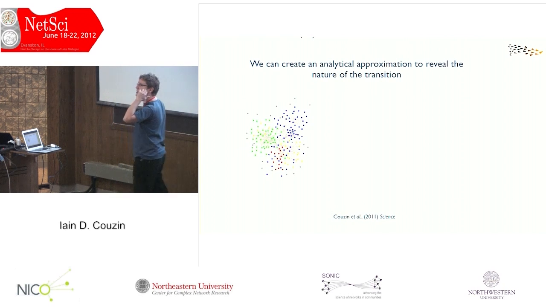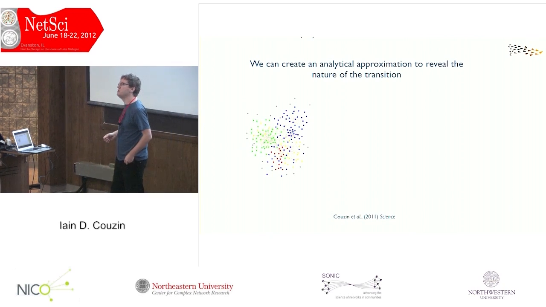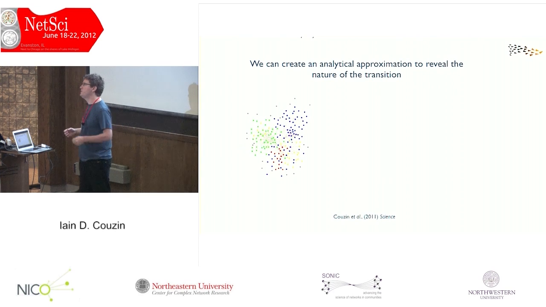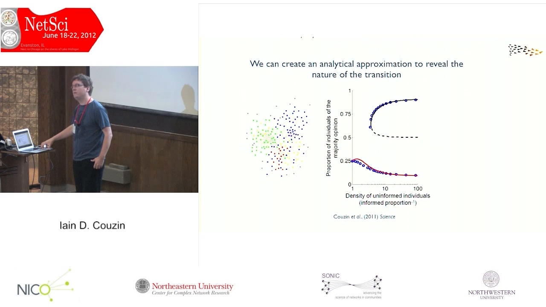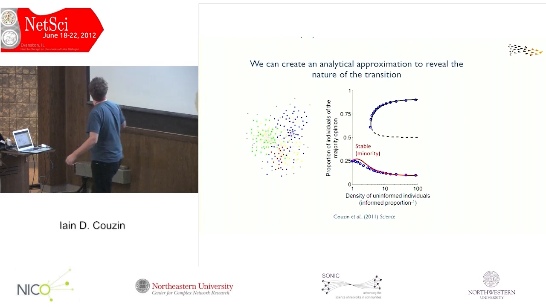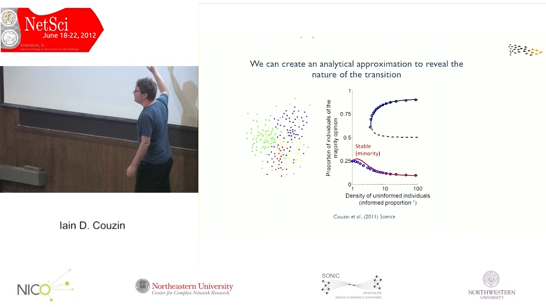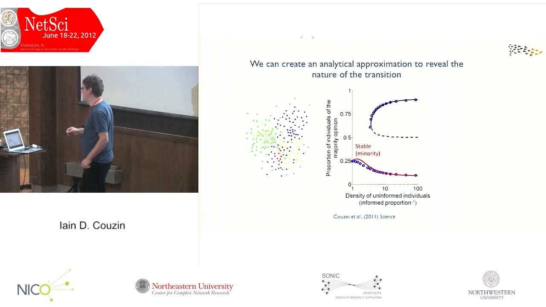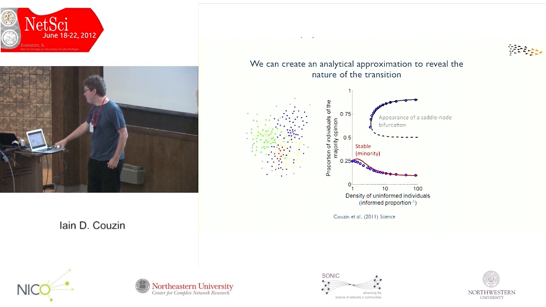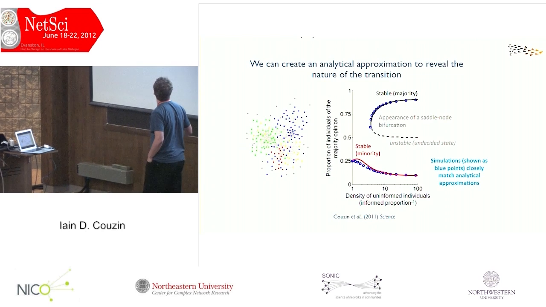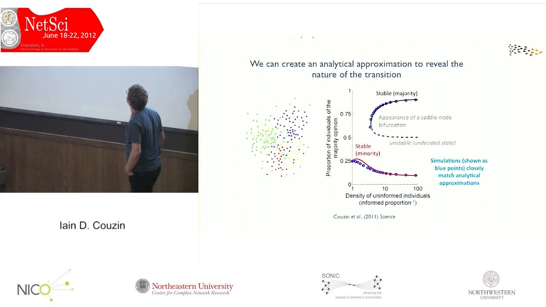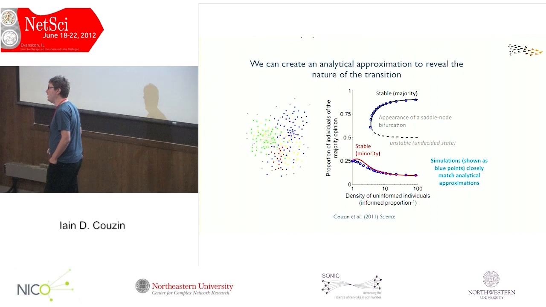And we can then create an analytical approximation. So this was a simulation with 10,000 nodes. We can create an analytical approximation using moment expansion and moment closure techniques to explore the nature of the bifurcation. And so we see that below a critical density of uninformed nodes, the only stable state for these equations is for the minority to win. But then, as we increase the uninformed density, we see the appearance of a saddle-node bifurcation, and then a stable majority and an unstable, undecided state. And the blue circles just represent simulations, and the solid lines represent an analytical solution.